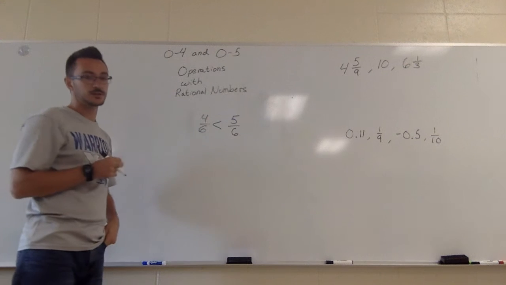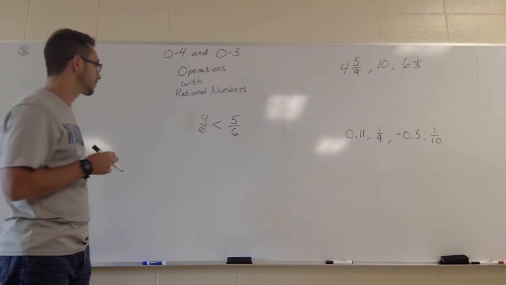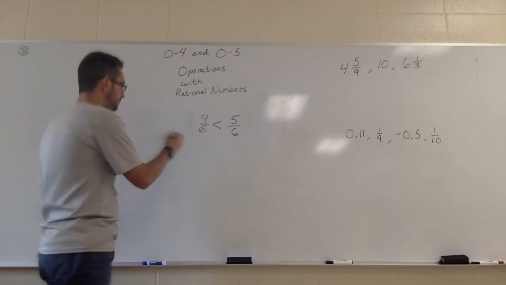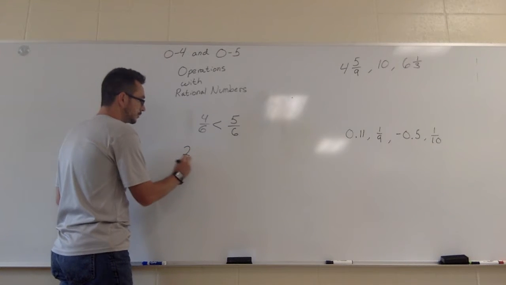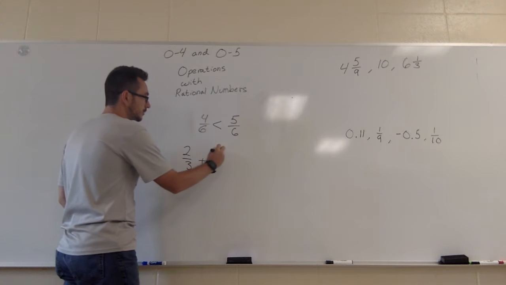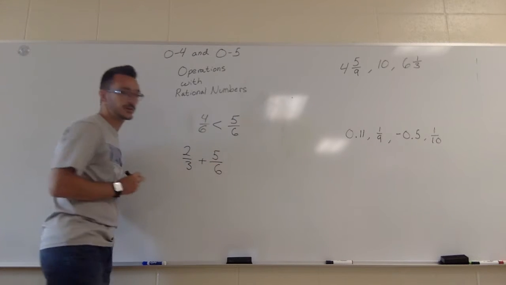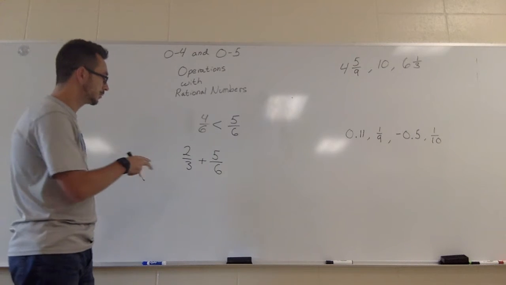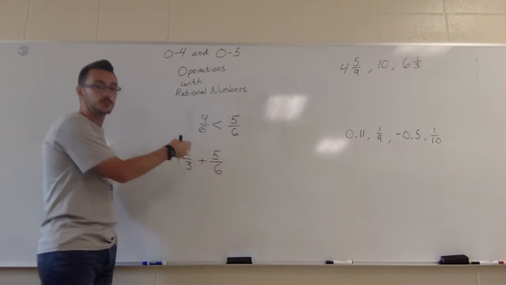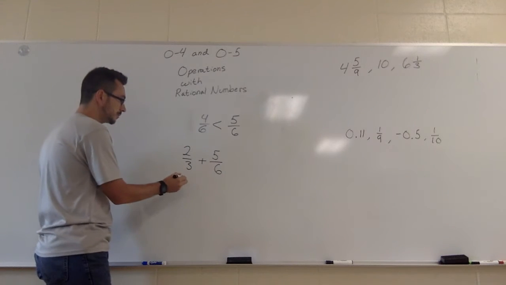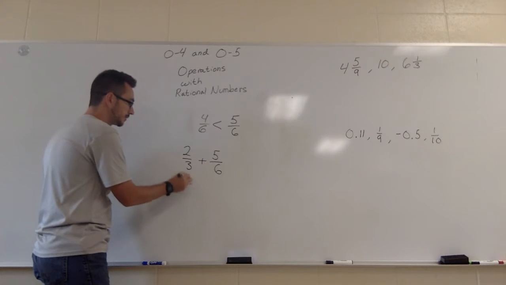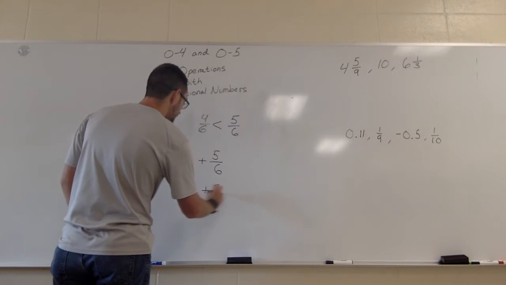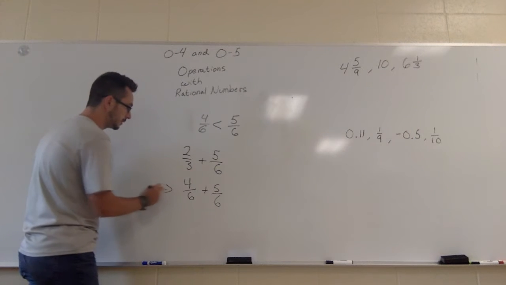Let's talk about adding and subtracting with rational numbers first. Anytime that you are adding, let's go back to what we had originally, the 2/3, let's say it was plus 5/6 originally. Anytime that I'm adding, my goal is to rewrite it so that the bottom denominator is the same. So we already know what that is. 4/6 plus 5/6, and now we're here.